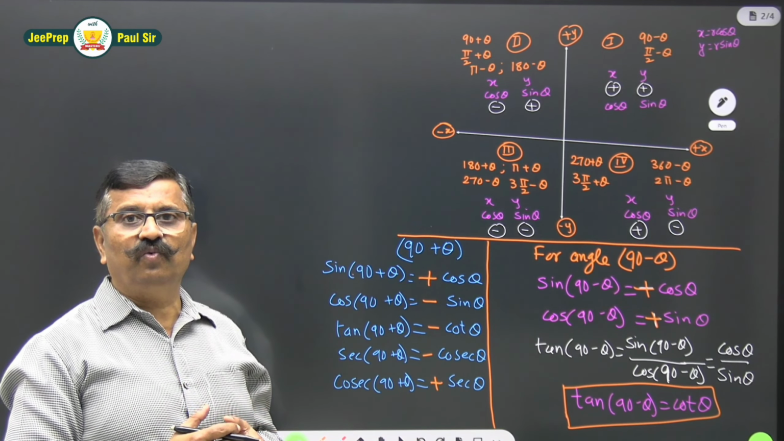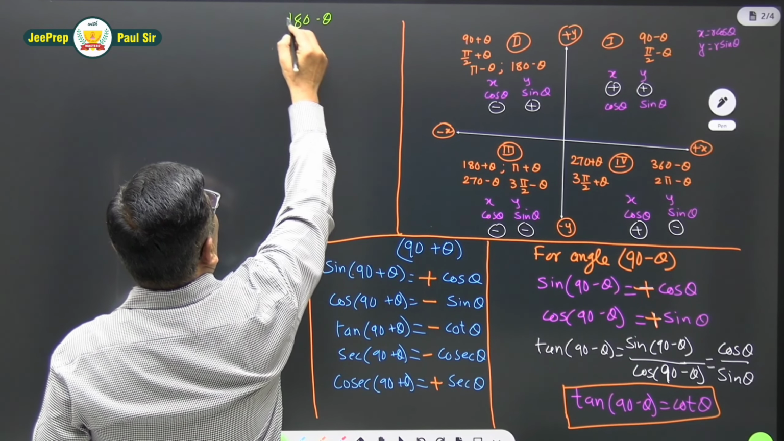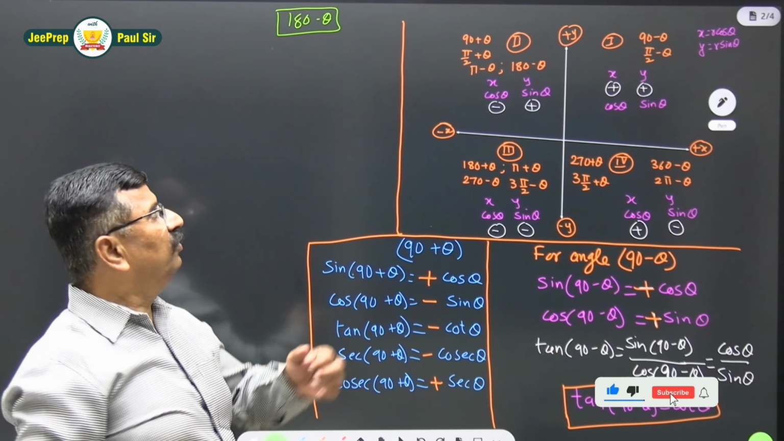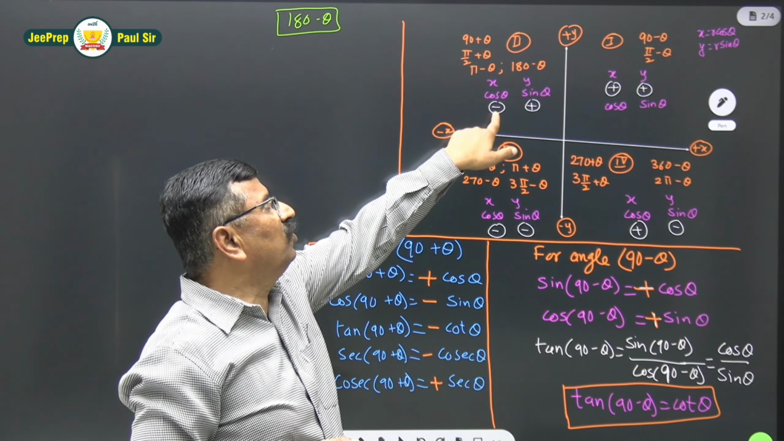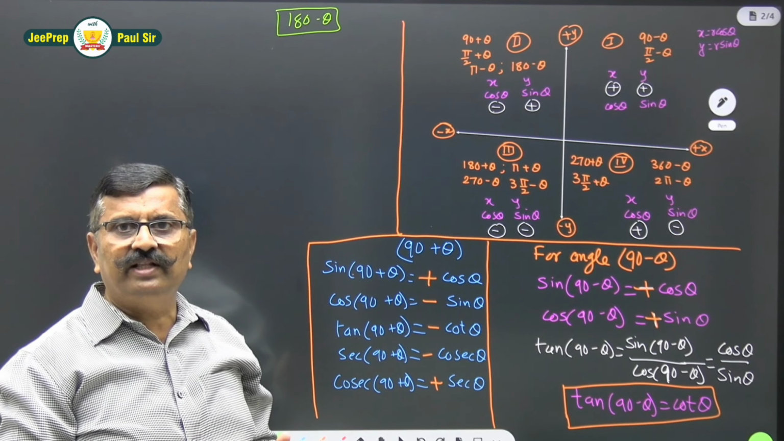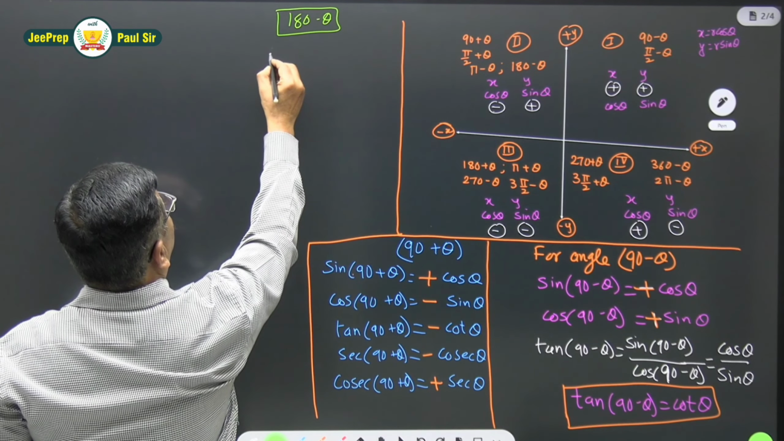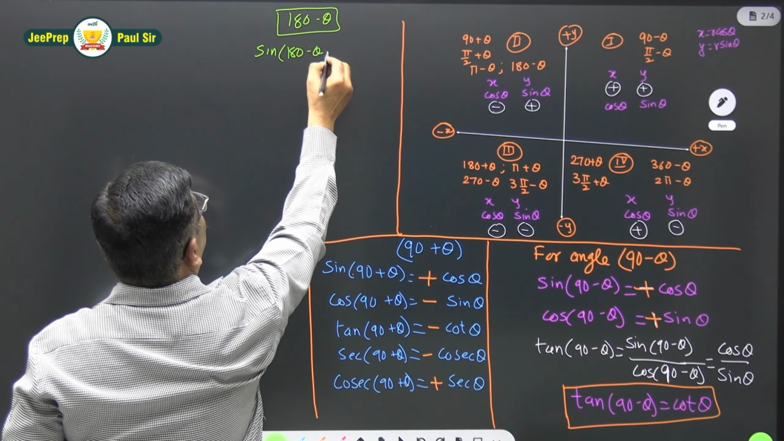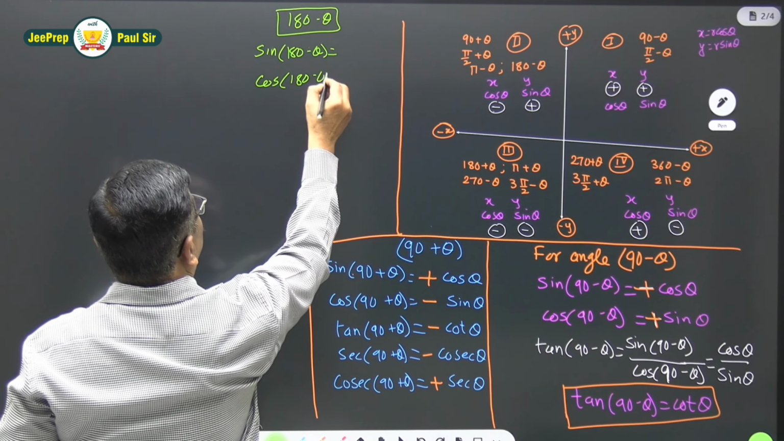Now let's try 180 minus theta. This 180 minus theta is in the second quadrant. And we know that in the second quadrant, x is negative, so cos theta is negative, while sine theta is positive. So, therefore, now I will write sine 180 minus theta and cos 180 minus theta.